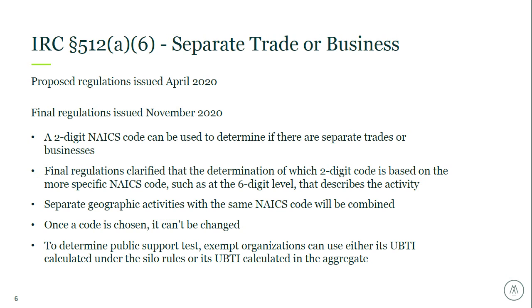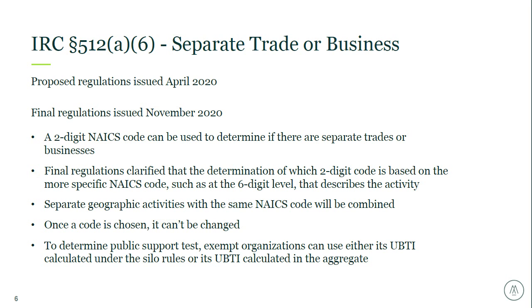Also, the two-digit code chosen must identify the UBI activity, not the exempt activities. So, for example, a college or university cannot use the code for educational services to identify its UBI activity. And also, if the UBI is from a sale of products in a store and online, so for example, a college bookstore, the in-store sales determine the NAICS code for both online and in-store.